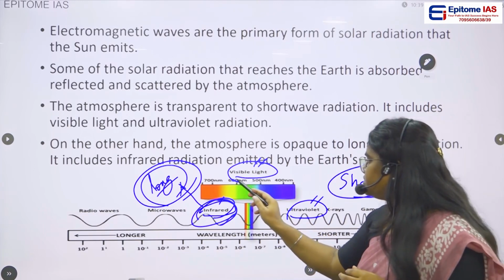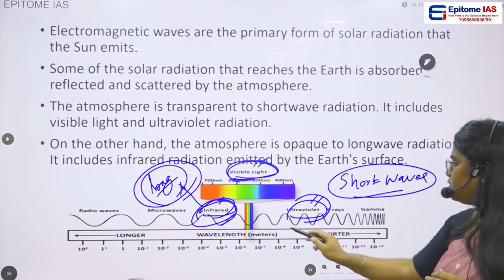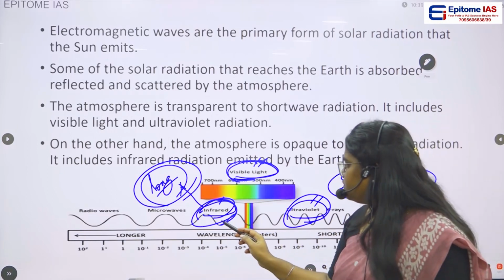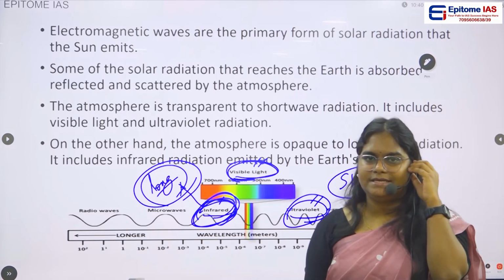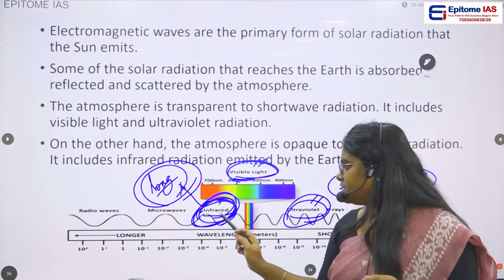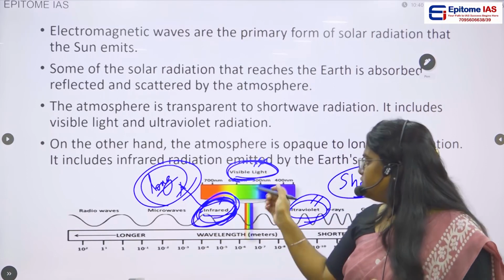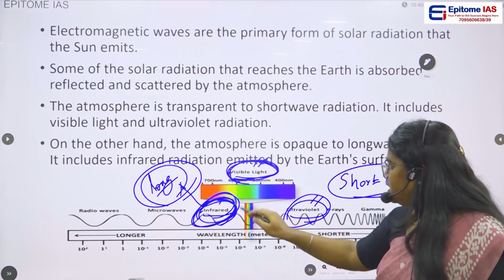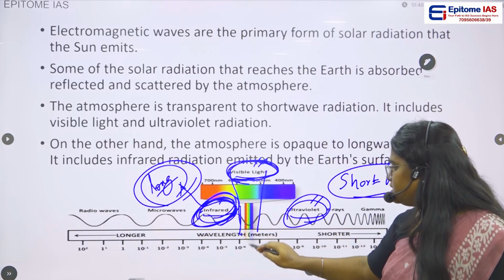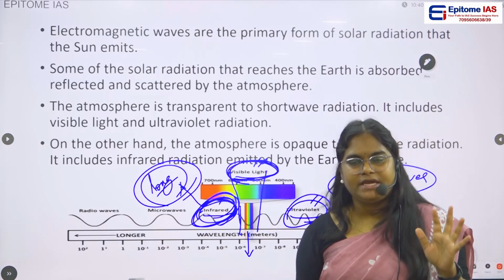And we saw here, this is the visible light, this is the ultraviolet wave, and this is the infrared wave. What they're saying in option D is that these infrared waves belong to the visible light. So technically, no, only the visible light is visible to the human eyes.